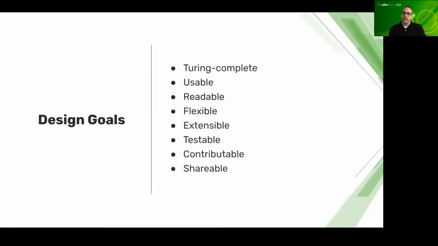As we set out to design Flux, it had to be Turing complete, which it almost is. There's just a few things left to make it Turing complete. It had to be usable, readable, flexible, extensible, testable, contributable, and shareable. Today, we're going to focus on the extensibility of Flux and really tailoring it to your needs and creating functionality that may not currently exist in the Flux language. We'll also touch on the testability, contributability, and the shareability of the Flux language as well.